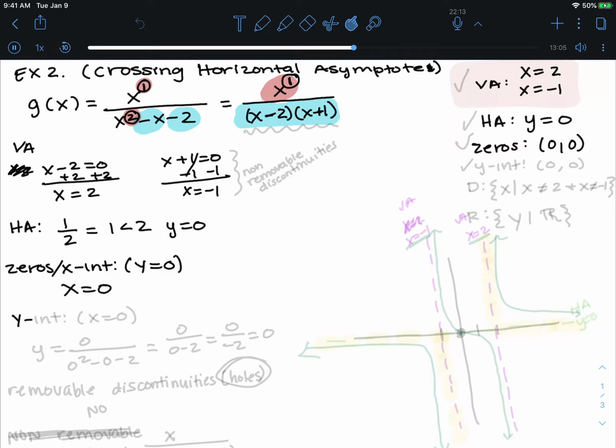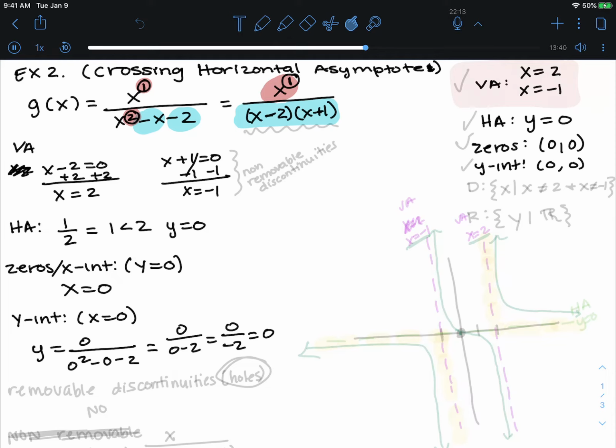Now for the y-intercept, we make x equal to 0. So we're going to go ahead and get the original function. So we're going to get y equals 0 over 0 squared minus 0 minus 2. 0 squared minus 0 is just 0, so you're going to get 0 minus 2. What's 0 minus 2? Well, that's a negative 2. But 0 divided by negative 2 is just going to be a 0. So where's my y-intercept? At 0, 0.